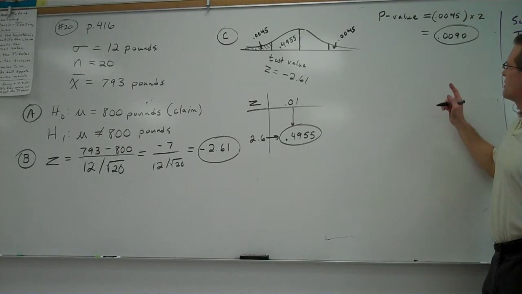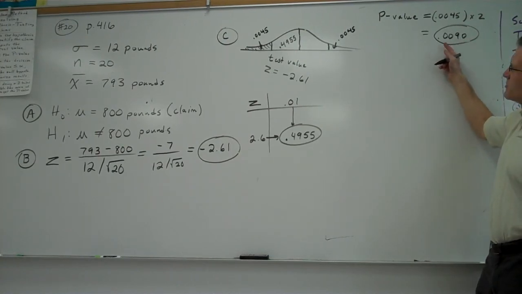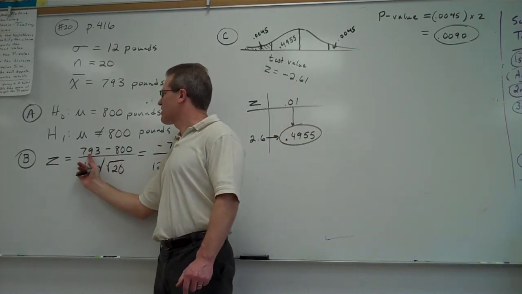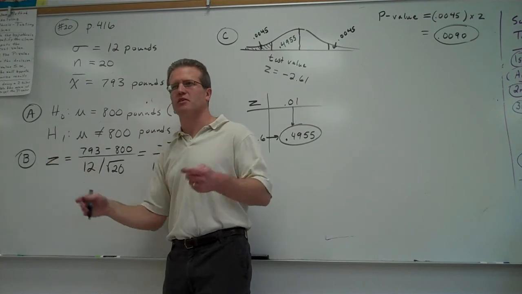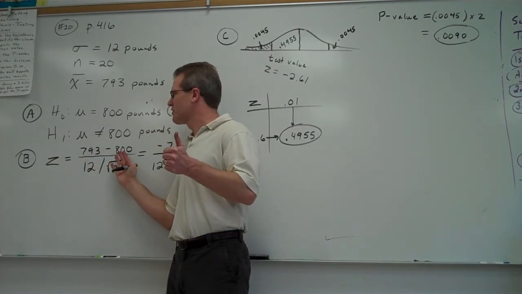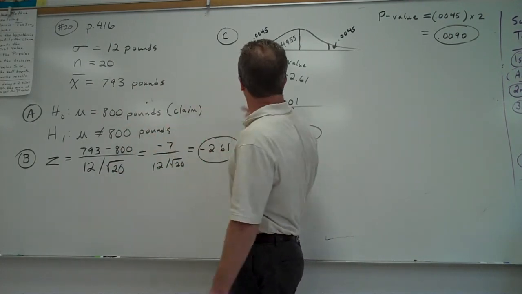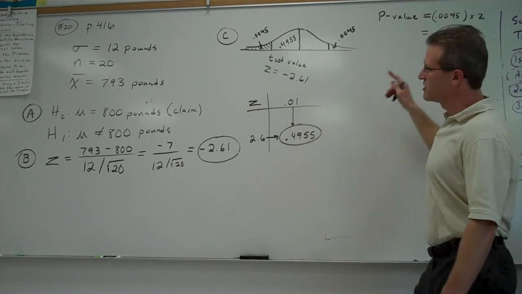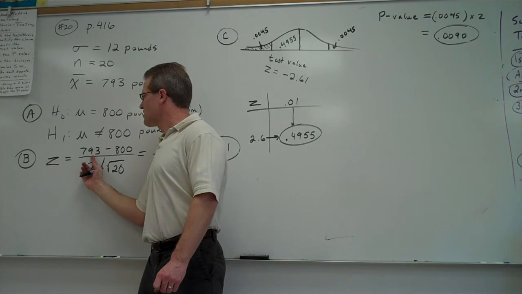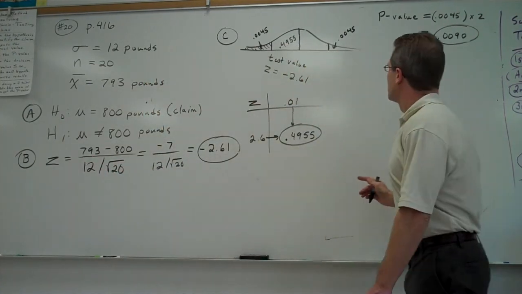What that means is that only 90 out of 10,000 times, or you could say 9 out of 1,000 times, would you get an x bar of 793 or more extreme. More extreme meaning further from 800. If 800 is the actual breaking strength of the cable, only 90 out of 10,000 times would you get a value that's at 793 or further away from 800. So it's pretty unlikely. Okay.